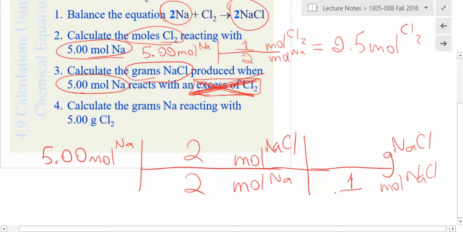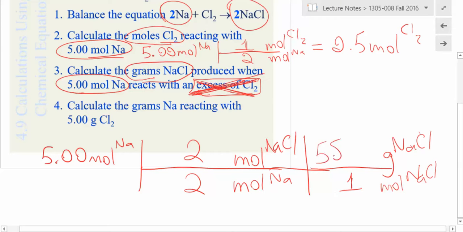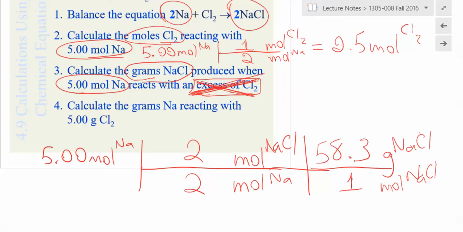Whenever it's mole to mole, that's when I go here to the chemical equation and I find the coefficients for the mole to mole stoichiometric relationships. That's what I use there. But when it's grams and moles, moles are always 1. Where do I find the grams? The periodic table. 58.3 grams of sodium chloride for every 1 mole of it. Okay? That's how I do this one.